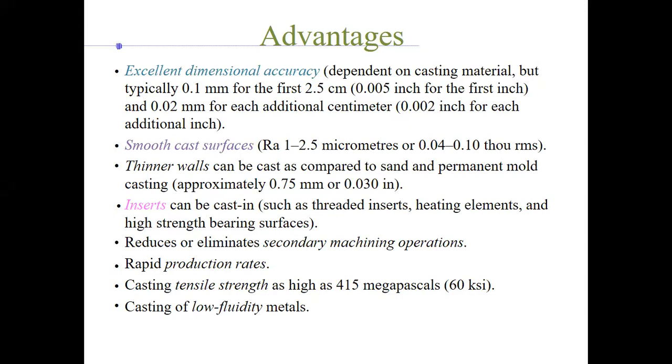Thinner walls can be cast as compared to sand and permanent mold casting, right? Inserts can be cast in, such as threaded inserts, heating elements, and high strength bearing surfaces. And it reduces or eliminates secondary machining operations, right? As I told you, we are trying to make it in one shot. So the secondary machining operations are avoided because we have excellent dimensional accuracy. That's why. Rapid production rates, right?